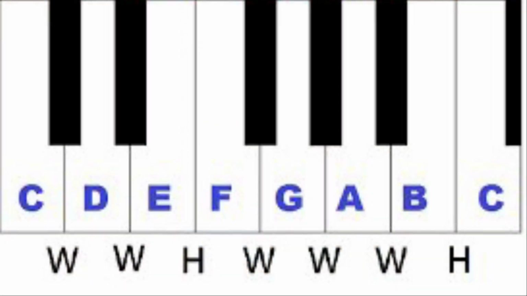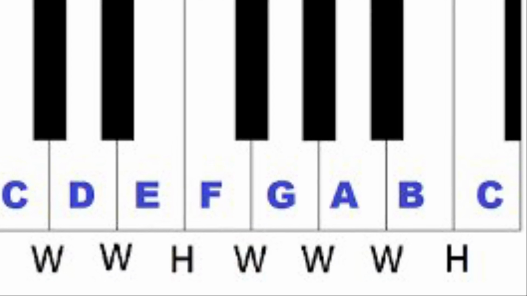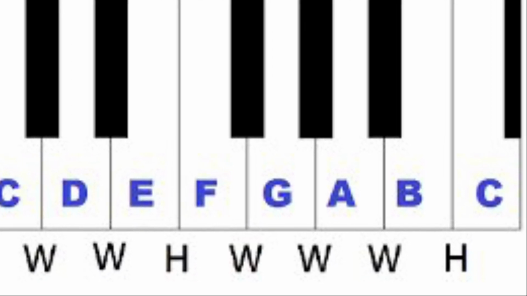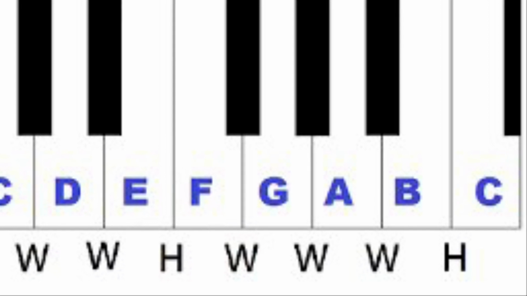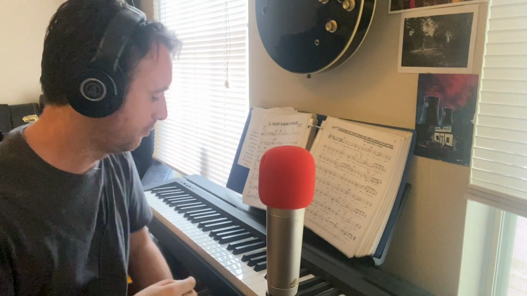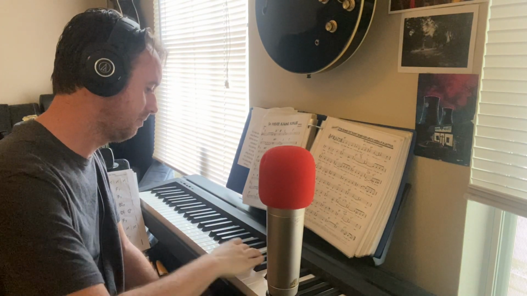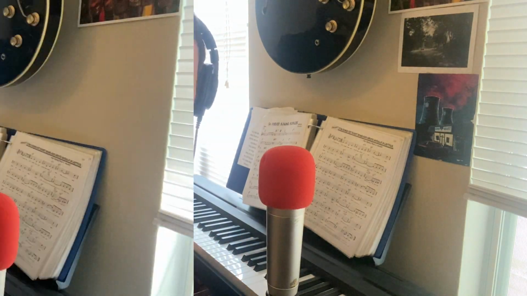So this combination of whole steps and half steps applies to every major scale. The formula is whole, whole, half, whole, whole, whole, half. Now it doesn't matter what note we start on. As long as we follow that specific combination of whole steps and half steps, we end up with a major scale. We have C major, D major, and so on and so forth. This is why some keys have sharps and some keys have flats.